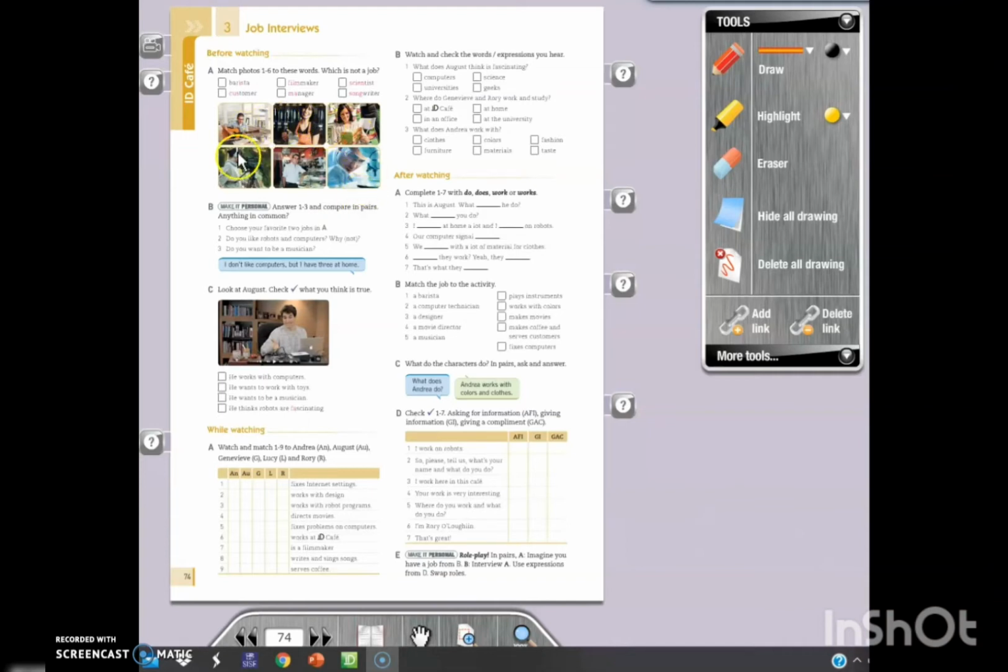What do you think of these pictures is not a job? ¿Cuál consideran ustedes que no es un trabajo? Think about it and check the picture or the word you consider is not a job.